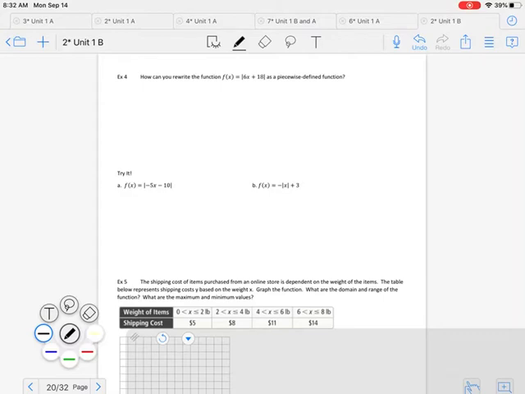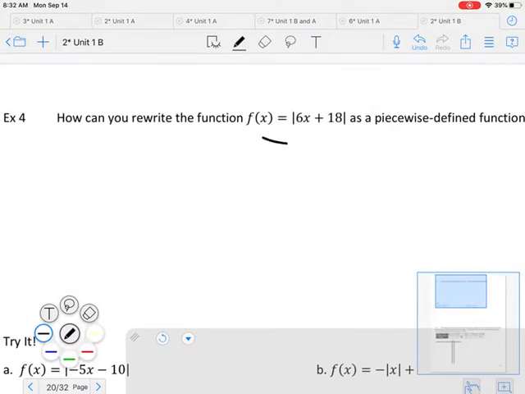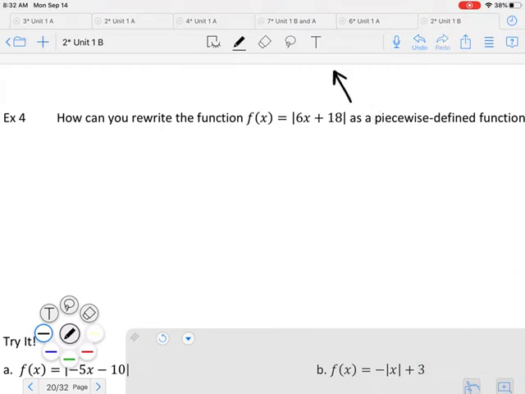So example 4 is an absolute value graph. You guys remember absolute value functions, they look like a V. So if you think about it, this could be a piecewise function because you could write an equation for the left leg, write an equation for the right leg, and then it would be a piecewise. So they're saying take this function and write it as if it were a piecewise function.